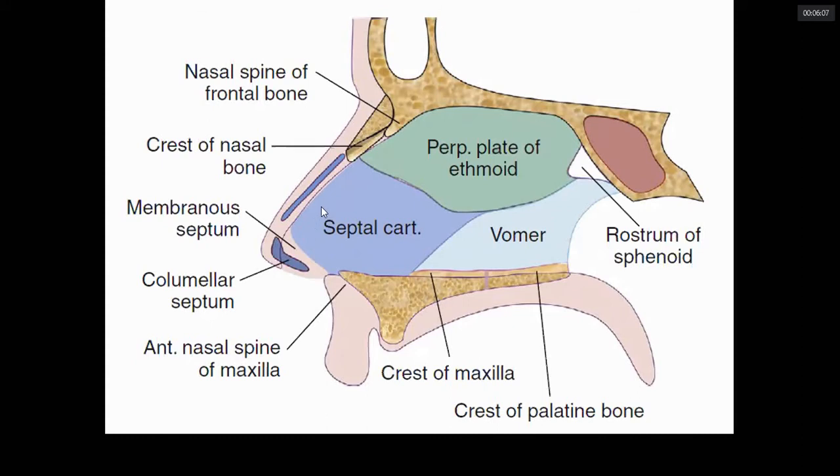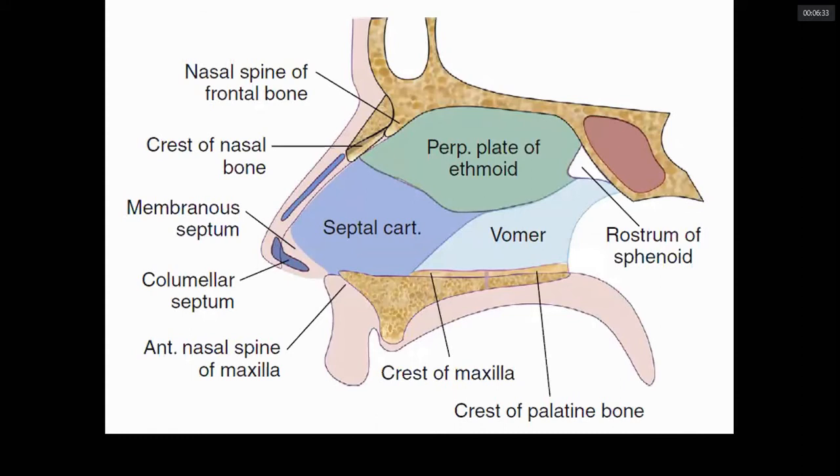So the septum proper doesn't have only these three parts. These are the major parts, and then there are other parts like the rostrum of the sphenoid, the crest of palatine bone, the crest of maxilla, crest of nasal bone, nasal spine of frontal bone, and the anterior nasal spine of maxilla. These six parts are the minor contributors of the nasal septum.